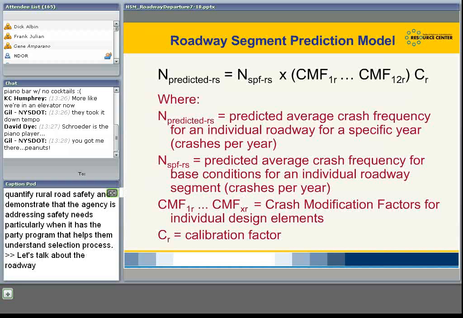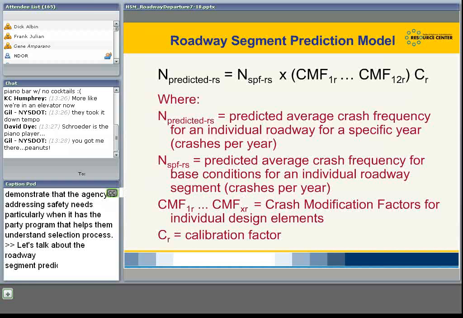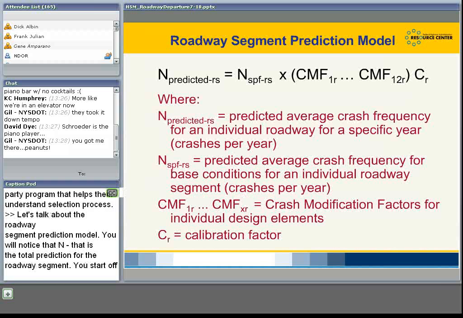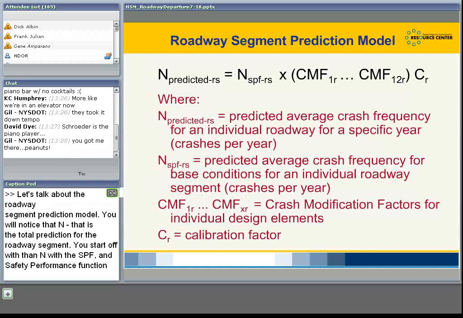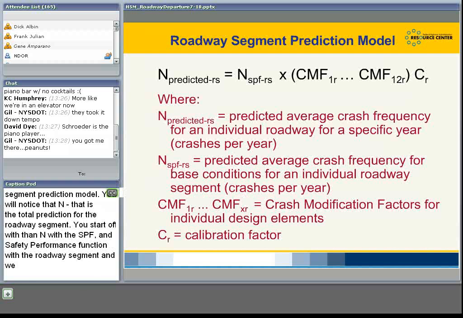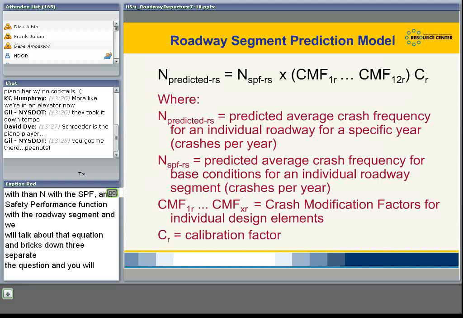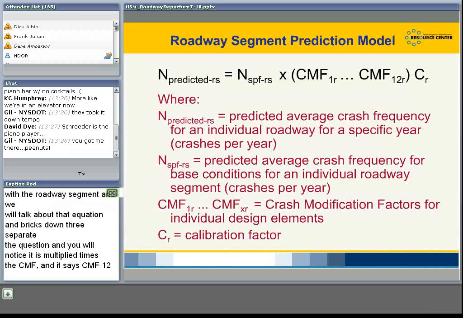Now let's talk about the roadway segment prediction model. Now you'll notice that the N has got predicted-RS, meaning predicted, that's the total prediction for the roadway segment. And you start off with the N with the SPF-RS, and that's the safety performance function for roadway segments. And again, we'll talk about that equation. That breaks down in a separate equation. And then you'll notice that it's multiplied times the CMF-1R, and it says on through CMF-12R.